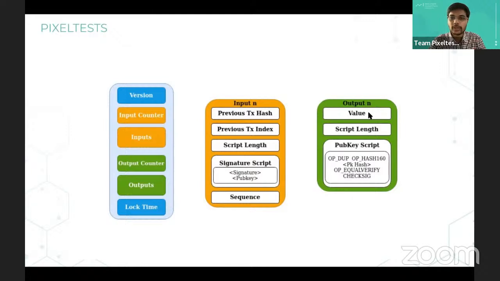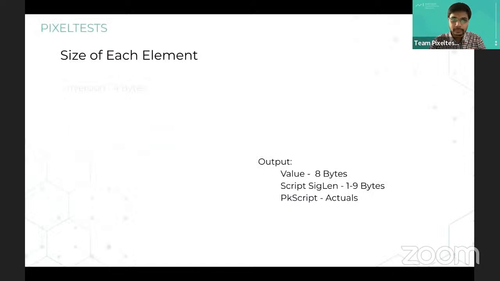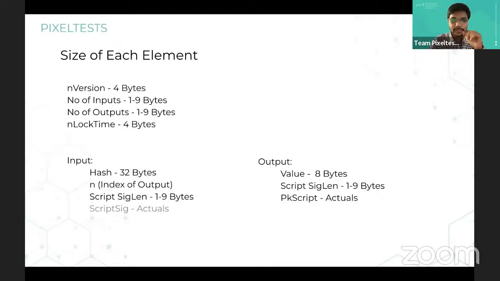Similarly, the output has the Bitcoin value that you want to send, the length of the script, and the public key script. Each of these elements takes some size in the transaction, as mentioned in a previous session. You don't have to memorize these, but it is good to know the size occupied by each element in a particular transaction.